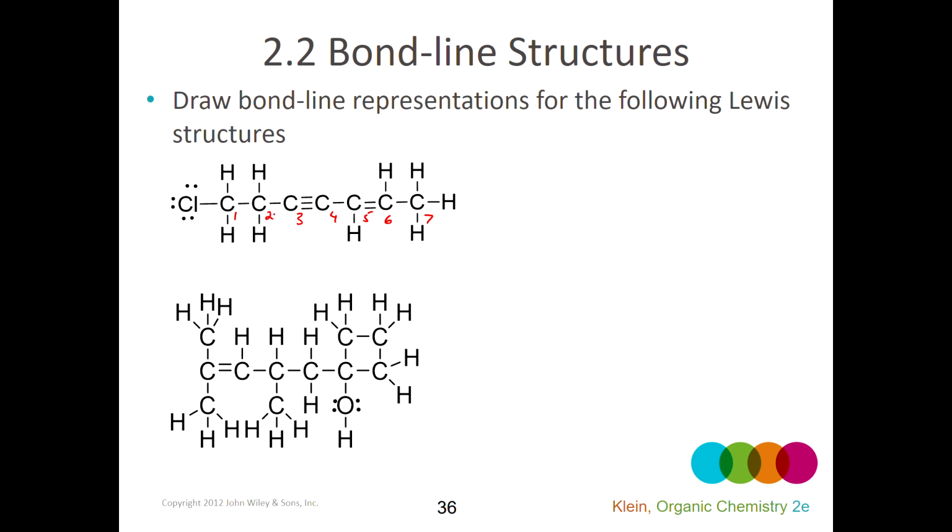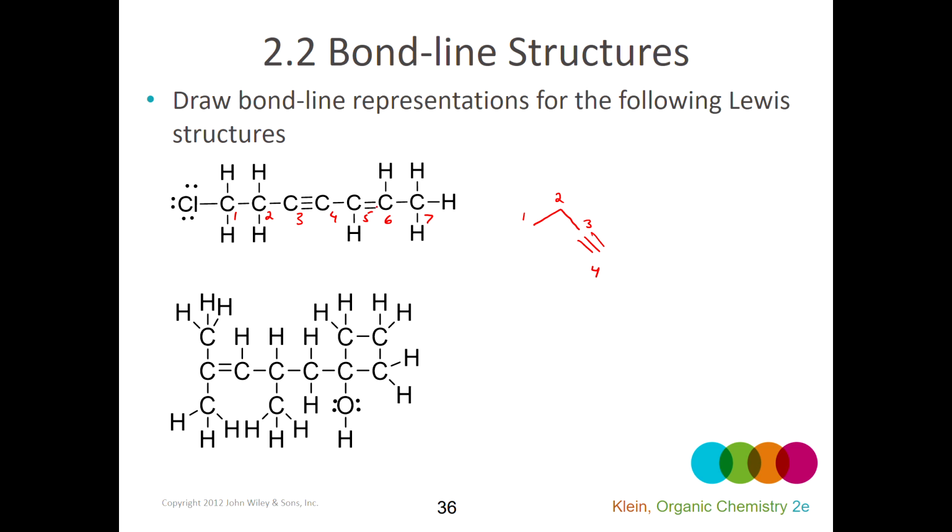So I've got 1 and 2, 1 bonded to 2, 2 is bonded to 3, 3 is bonded to 4 through a triple bond. So I want to keep the same line going. I don't want to bend that because the triple bond is linear, or 180 degrees. So I'll just start numbering these so we keep track.